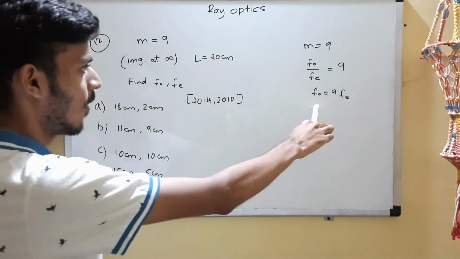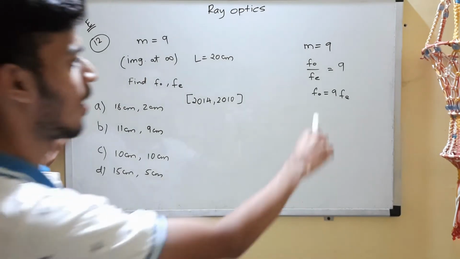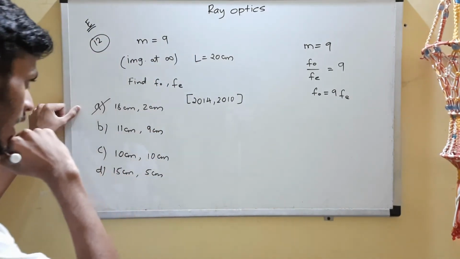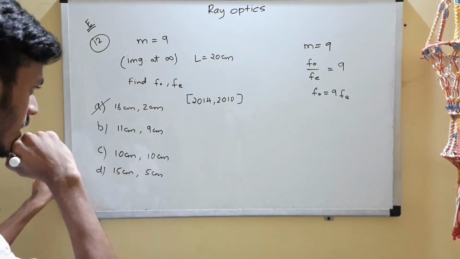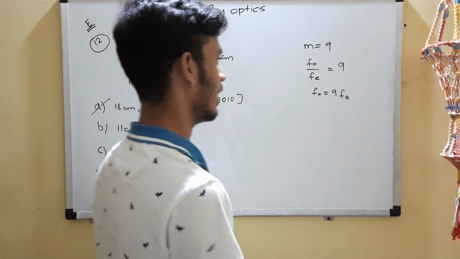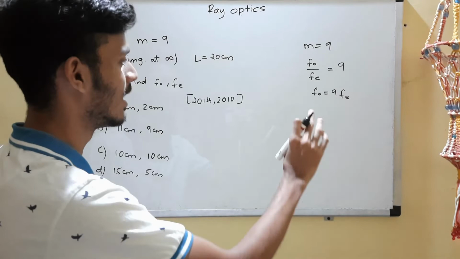You can see that one is 9 times the other, right? FO is 9 times FE, so it is in option A. No other option satisfies that. So option A is the correct choice over here. Anyways, that was just a hack way of doing it. Now let's do it the way it is supposed to be done.